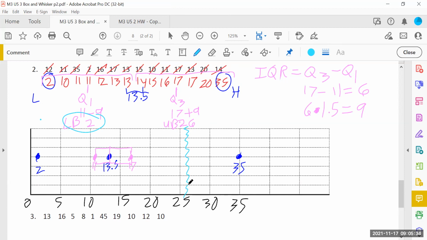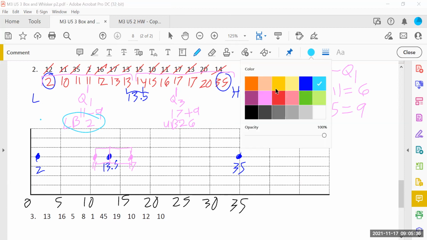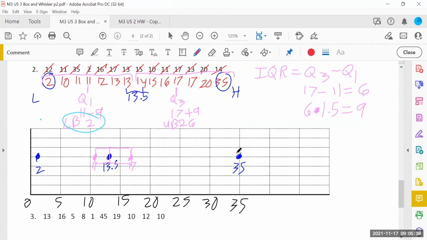The 35. So that point needs to be X'd out. That point is not a part of my box and whisker plot. It's an outlier. I cross it out. Then I go to the next highest point, 20. That's going to make my whisker. That was a wobbly whisker. Let's try that again. A little better. There's my box and whisker plot. Does that make sense to everybody?